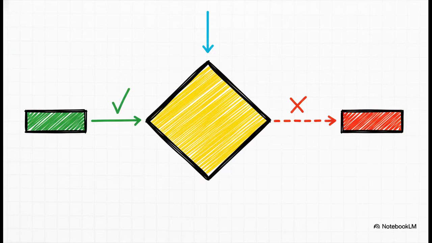But let's be real, life is rarely a straight line, right? Programs have to make choices. And for that, we use a branch chart. This is where we bring in that super powerful diamond shape we saw, and it's where a program really starts to feel like it's thinking.